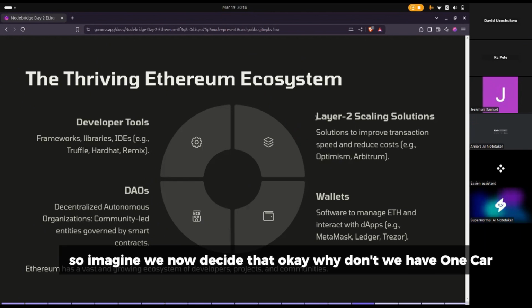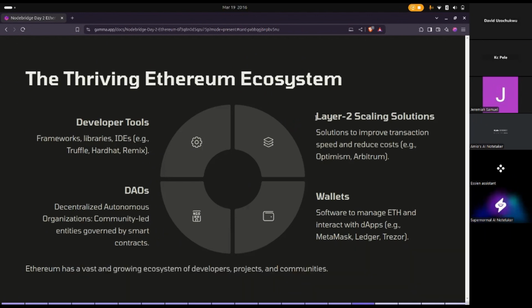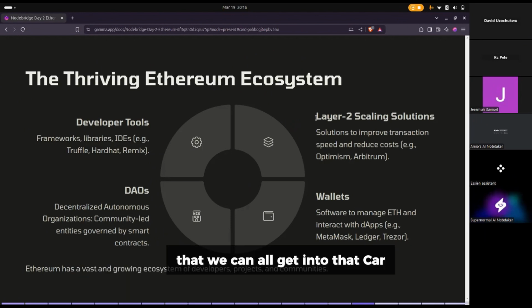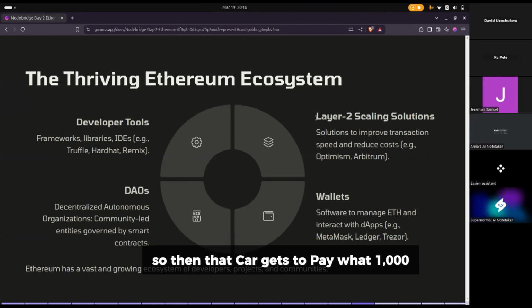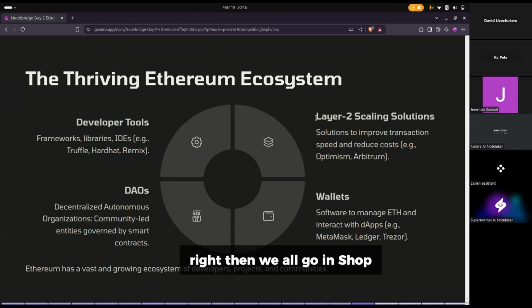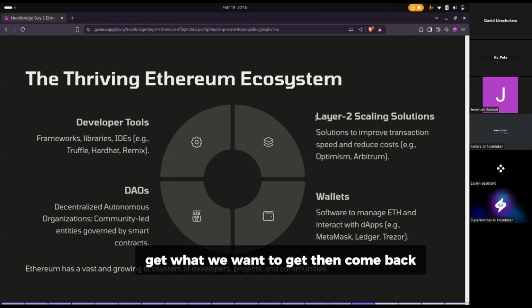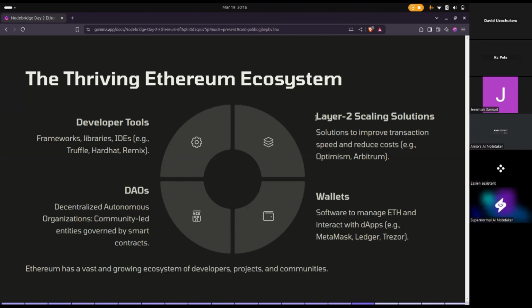Now imagine we decide to have one car that we all get into and then get to the toll gate. What the toll gate sees is that car. It does not count how many people are inside. So that car pays 1K, then we all go in, shop, get what we want, then come back, right?